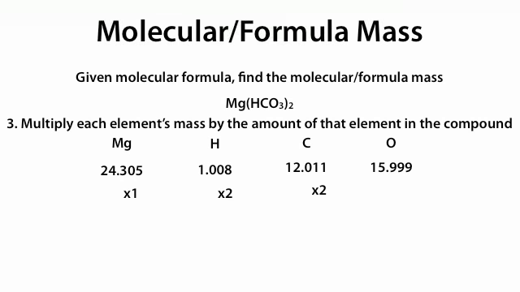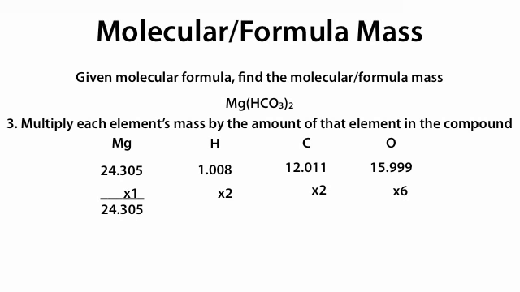For carbon, we're also going to multiply by 2 for the same reason. In one HCO3, there's 1 carbon, but in this compound, we have 2 HCO3s. And finally, for oxygen, we're going to multiply by 6. Again, for the same reason. In one HCO3, we have 3 oxygens, but in 2 HCO3s, we have 6 oxygens. So we're going to multiply oxygen by 6.